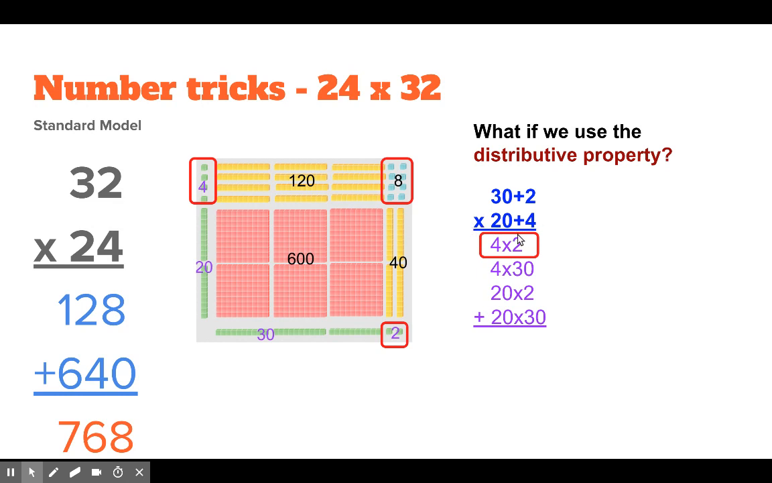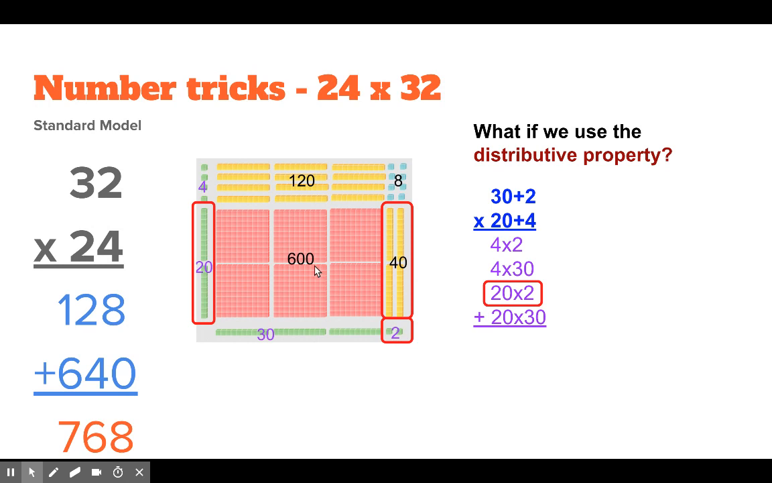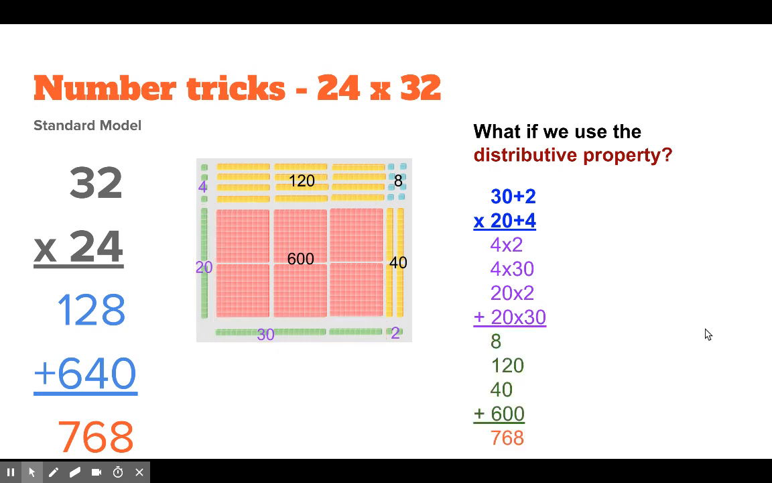So we end up with a 4 times a 2, these two, which gives us the 8. We also have the 4 times the 30, so 4 times this 30. We have the 20 times the 2, which gives us this 40, and then the 20 times the 30, which gives us these 600. So really, if we add all of those pieces together, that gives us our answer of 768.